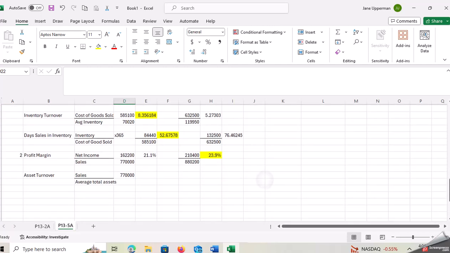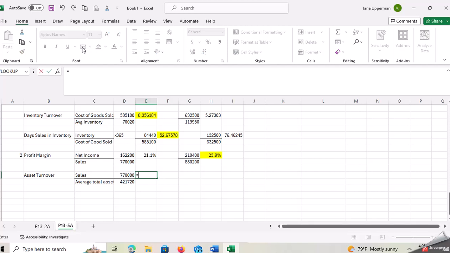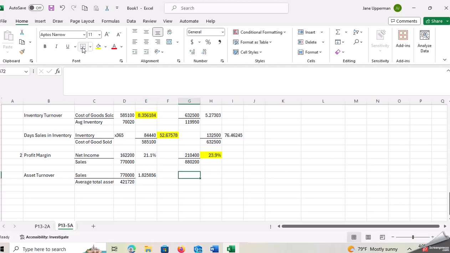So then we'll come down here. Again, use our parentheses. 398,000 was the beginning. 445,440 was what it ended at. So we'll add those together and divide by 2. Put in my equal sign so it knows I compute that. So then the average is 421,720. So 770,000 divided by 421,720 gives us 1.825. Then do the same thing for the other company.